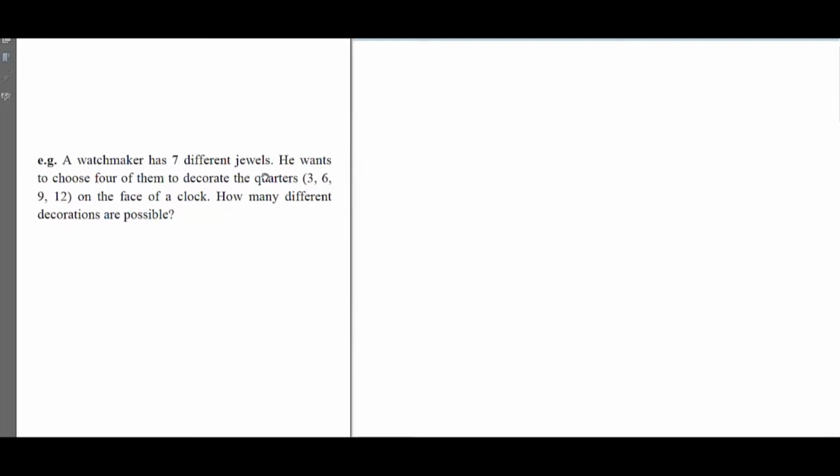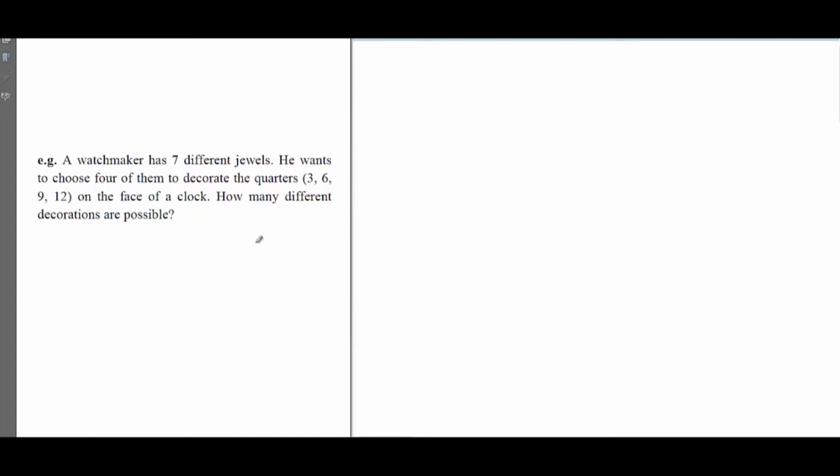Here we have combinations, but as it is mentioned that he wants to decorate the quarters 3, 6, 9 and 12, there is an arrangement between them also, but it's not a circular arrangement. Why is it not a circular arrangement? Because the positions of 3, 6, 9 and 12 are fixed. You cannot change the position of 3 with 6, 6 with 9, or 9 with 12, and so on. So the permutation is a linear permutation.